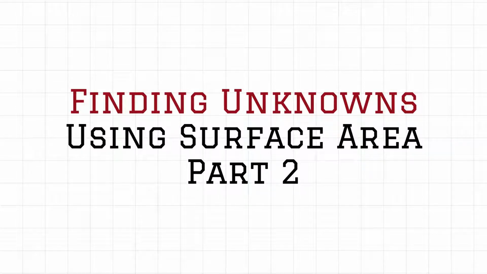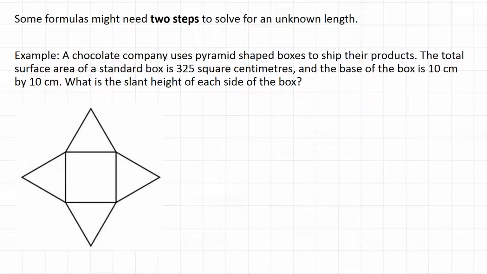Let's look at a couple more examples of finding an unknown length or side using surface area. So here in this example, I just want to show you what might happen if you have to do two algebraic steps to solve one of these problems. So we're told that a company likes to use pyramid-shaped boxes to ship their products, and the total surface area of a standard box is 325 square centimeters.